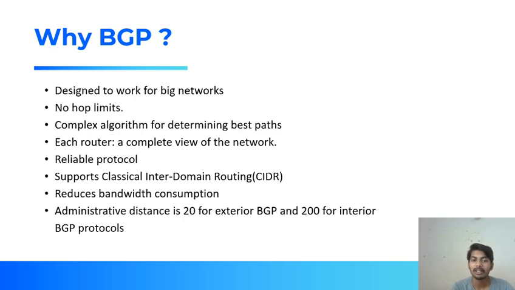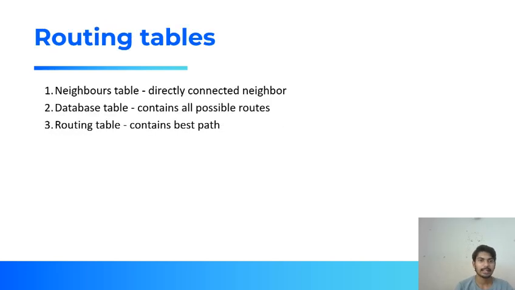Before that, there are two types of BGP: interior border gateway protocol and exterior border gateway protocol. The administrative distance for exterior BGP is 20, and the administrative distance for interior BGP is 200. And there are a total of three routing tables in BGP.